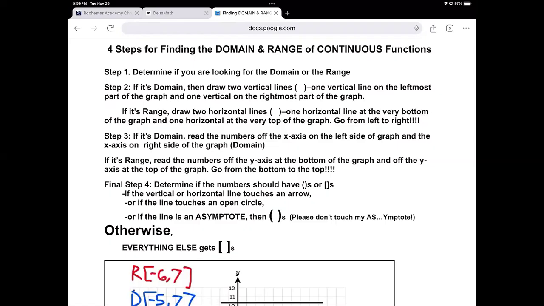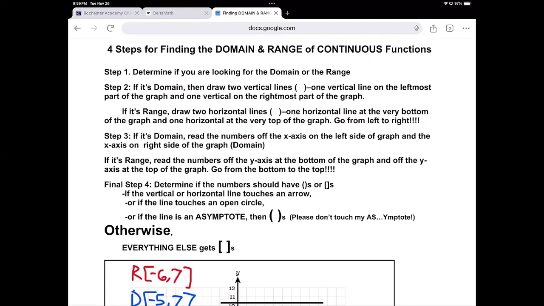Now, I'm going to give you the 3 conditions for parentheses. The first condition, it has to have an open circle somewhere. If the line is going through an open circle, then it's going to be parentheses. If you see the line touching an arrow or going through an arrow, that means it's going to infinity, and that will get parentheses. And the final one is, if it is an asymptote, then you are going to use parentheses. If it's not one of those 3, it's going to get brackets.